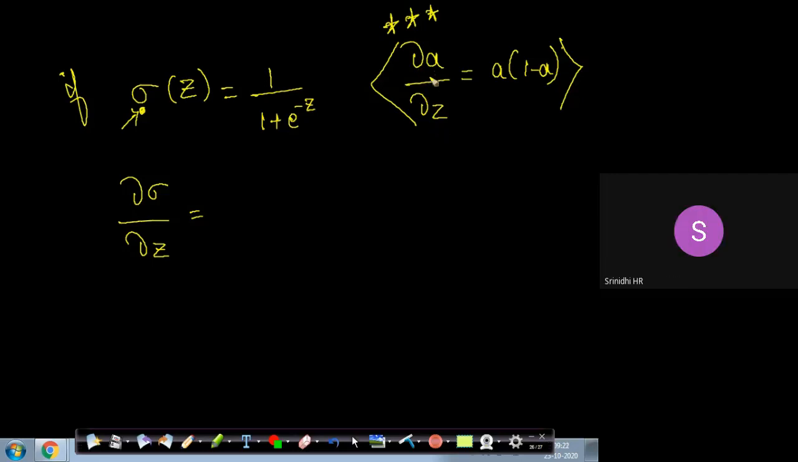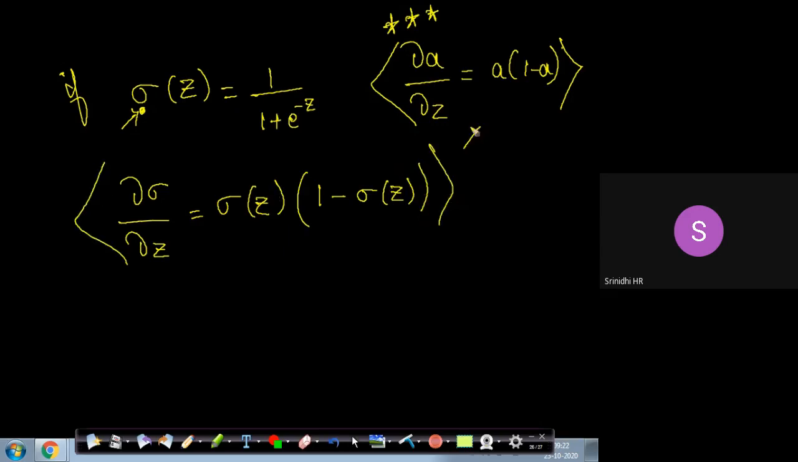So the derivative of A is A into 1 minus A. Similarly, I am finding the derivative of sigma here. What will it be? Sigma of Z into 1 minus sigma of Z. Correct? So this is my general notation. If I apply the same formula here, I'll be getting sigmoid of Z into 1 minus sigmoid of Z. That is sigmoid of Z, so this is what the formula is.